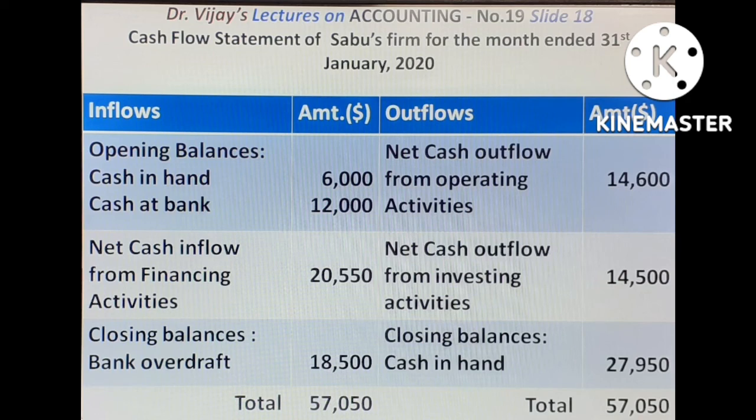A cash flow statement can also be done in horizontal form as shown below. Opening balances, cash in hand and cash at bank, come in the debit side, and then net cash flow from financing activities 20,550. It is positive cash flow, it comes in the debit side. And from operating activities and investing activities, net cash flow is negative, so it comes on the credit side. From operating activities 14,600 and investing activities 14,500. As a result, closing balances are cash in hand 27,950 and bank overdraft 18,500.